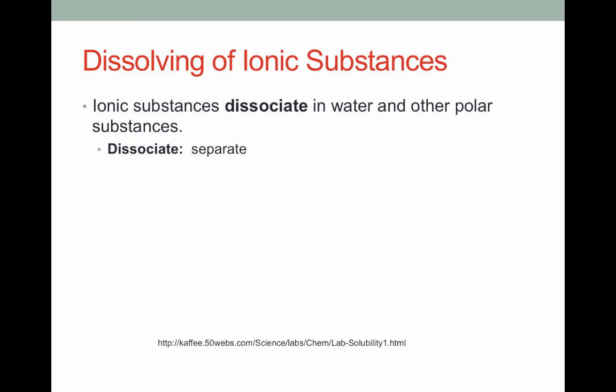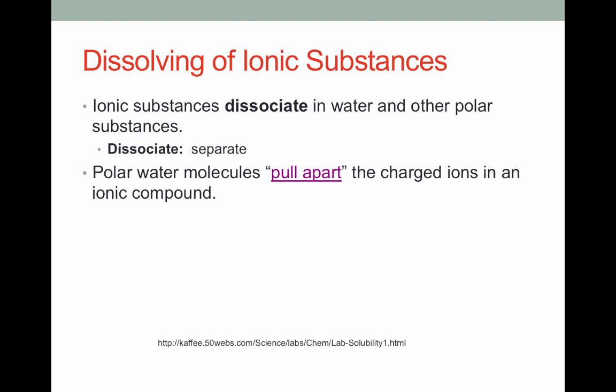Ionic compounds, when they dissolve, are said to dissociate in water and other polar substances. In other words, they separate from each other. The ions will separate from one another. This happens because water molecules are polar, meaning they have a positive end and a negative end. The negative end of the water molecules will be attracted to the positive ions in the solid, whereas the positive ends of the water molecules will be attracted to the negative ions in the solid. This causes the water molecules to pull apart the ions in the compound.